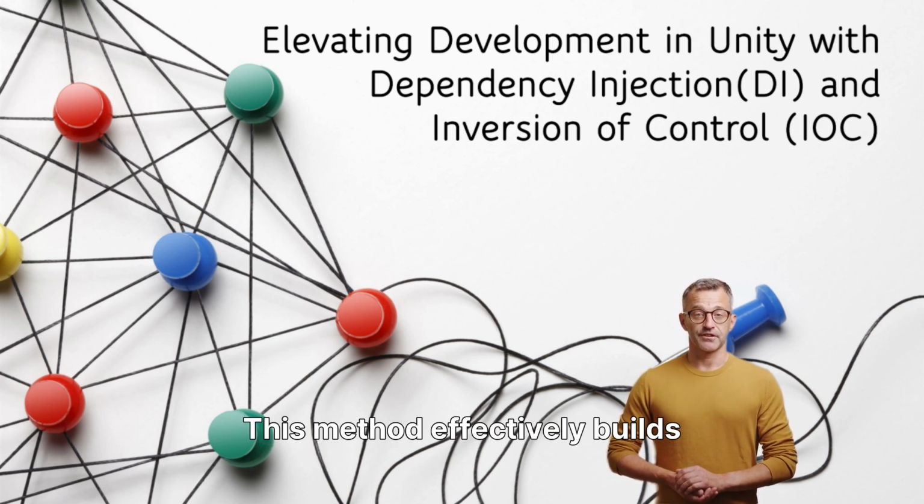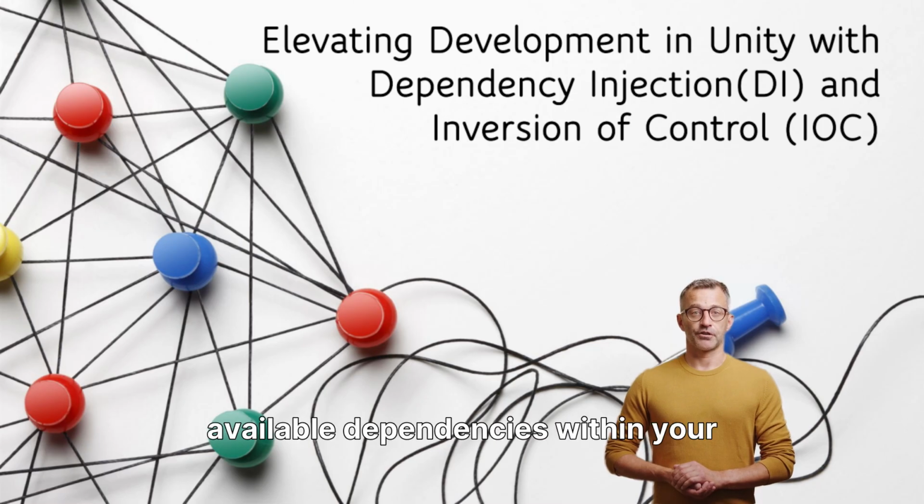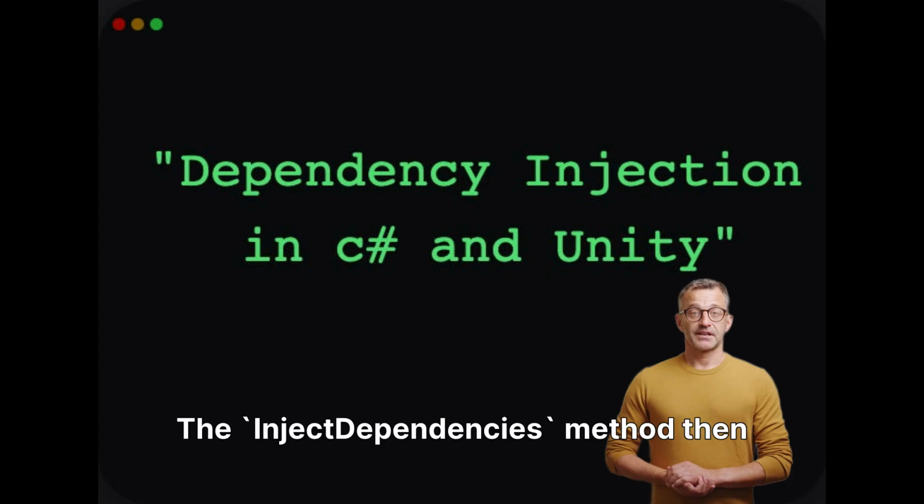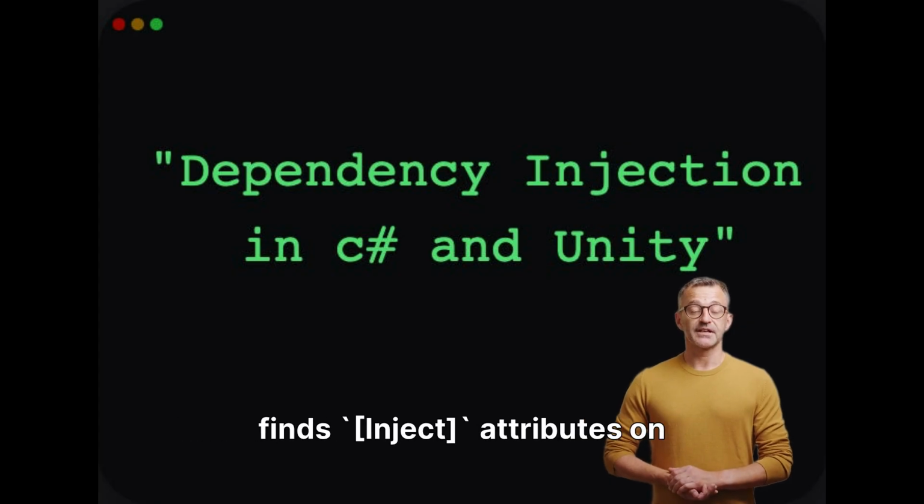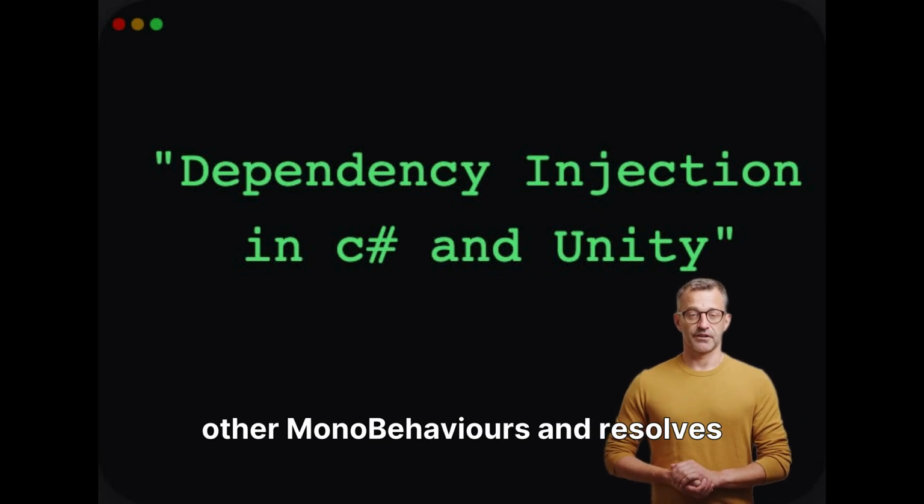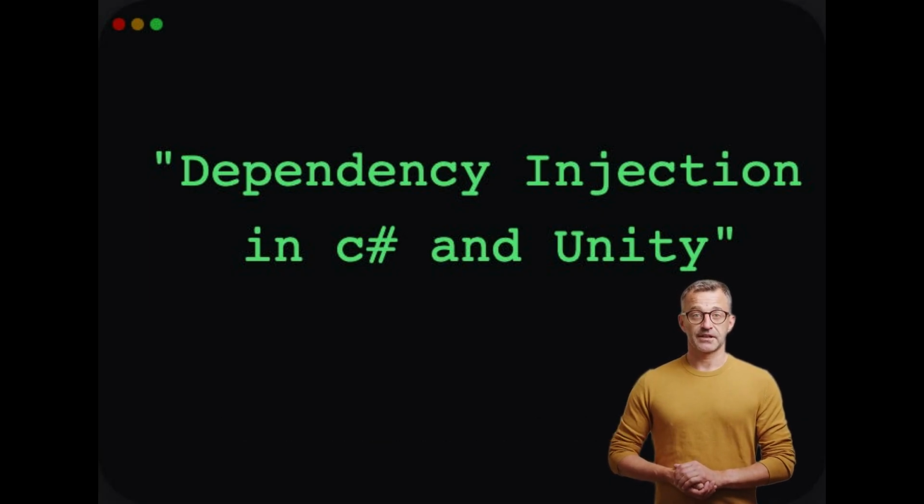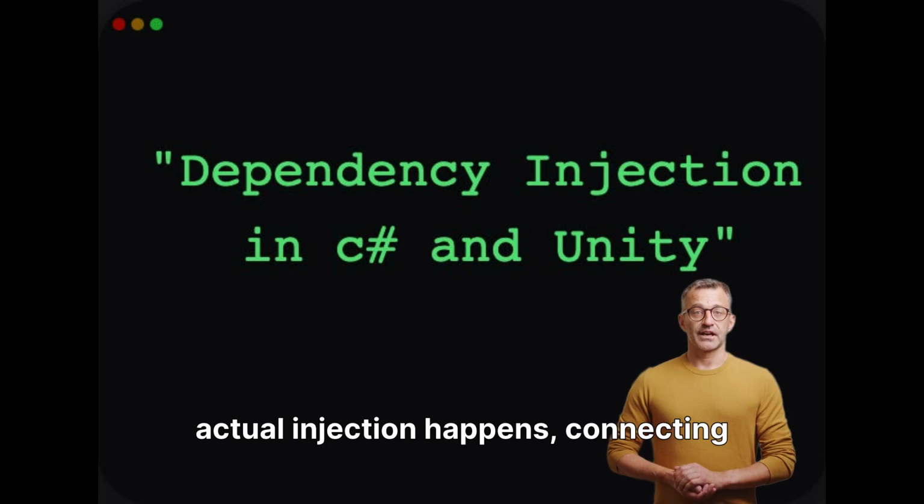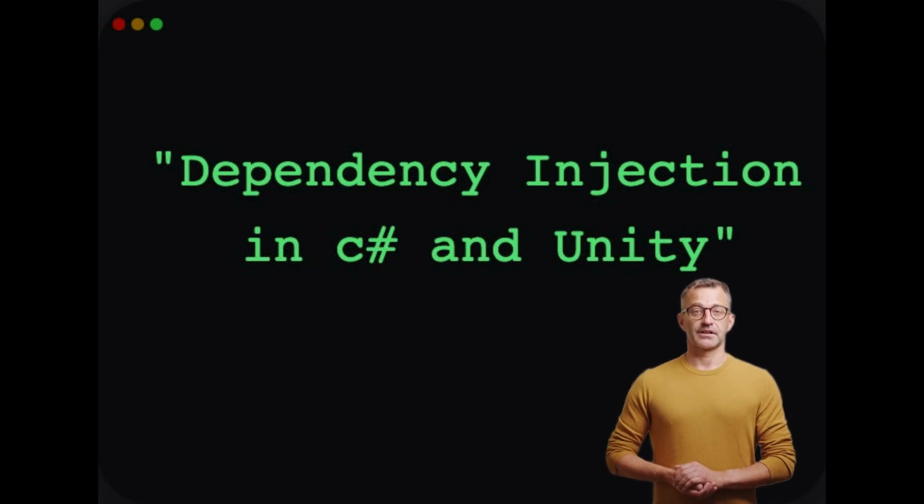This method effectively builds a map of all available dependencies within your scene. The inject dependencies method then finds Inject attributes on fields and methods across other MonoBehaviours and resolves them from the dictionary. This is where the actual injection happens, connecting the providers with the consumers.